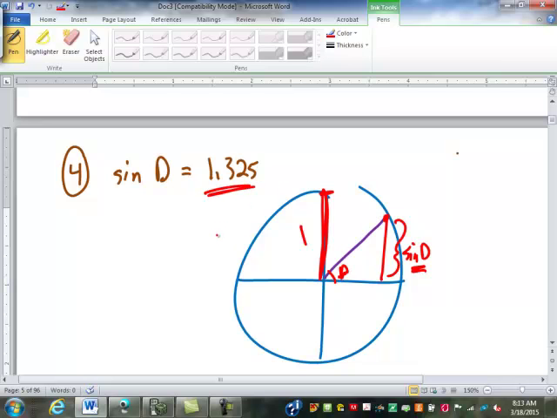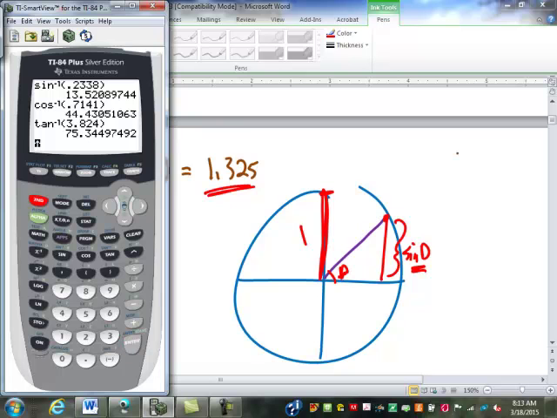Pick up your calculators once and punch that in. Inverse sine, or second sine, 1.325. Your calculator is going to give you a happy little message like error. If you ever get that, that's what it's telling you, that trig function cannot possibly take on that value. Sine and cosine both have to be between -1 and +1.